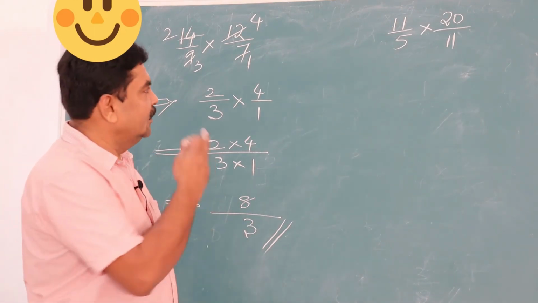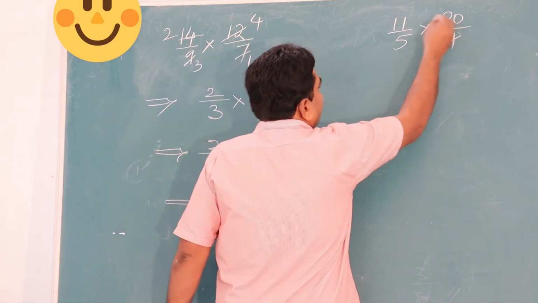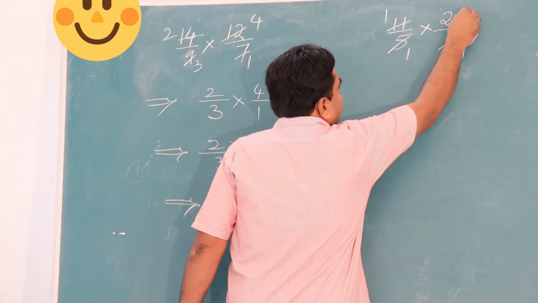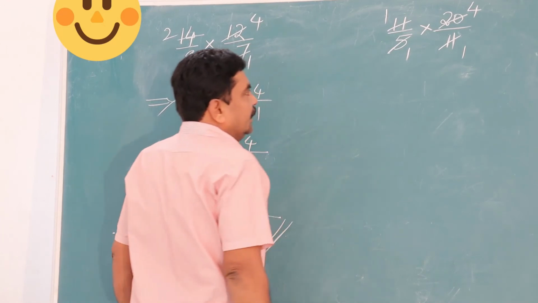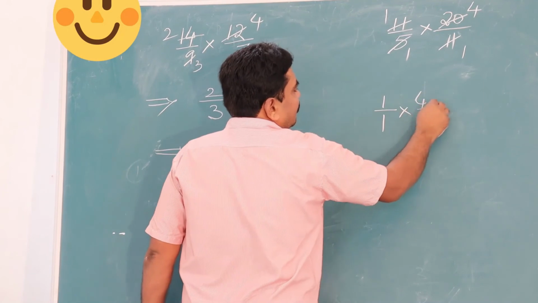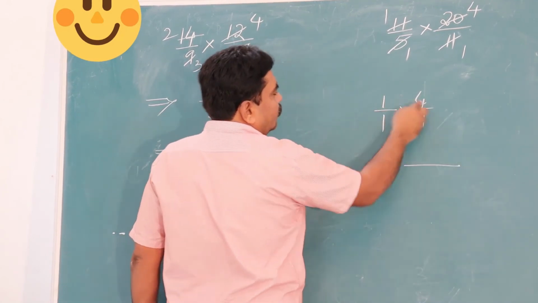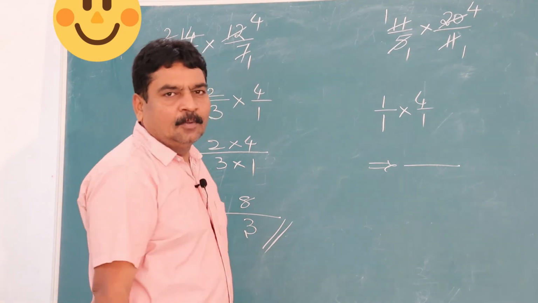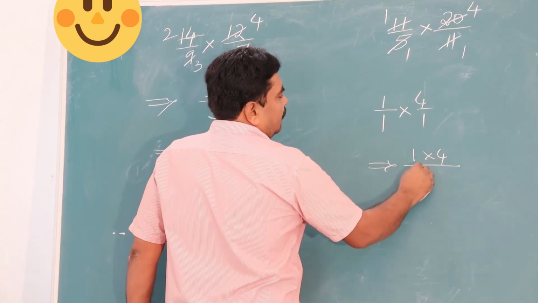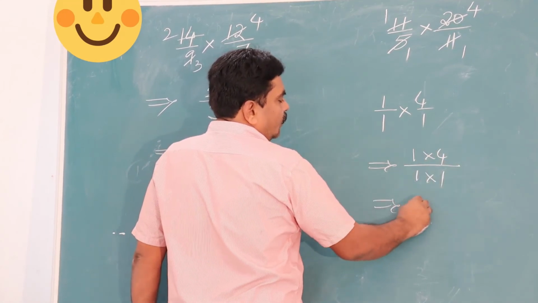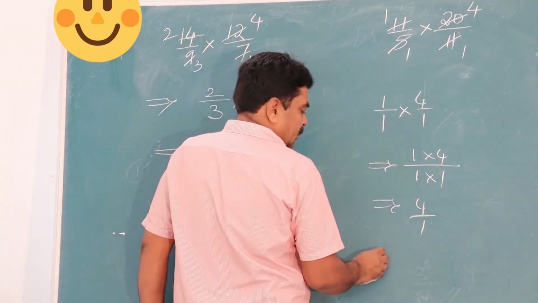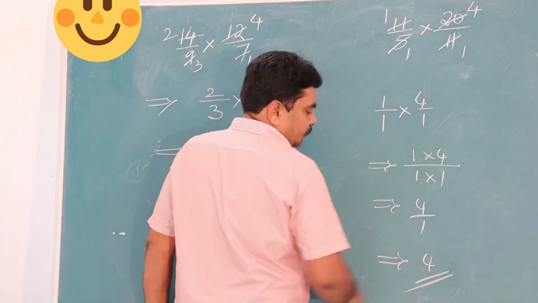Think it. Diagonally you can cancel it. This 11 ones are 11, and this is 5 fours are 20. So what do you get? 1 by 1 into 4 by 1. That is nothing but you have to multiply numerator to numerator and denominator to denominator. You get 1 into 4 by 1 into 1. 4 ones are 4 by 1. When you have 1 in the denominator, no need to mention. So the answer you get is 4.